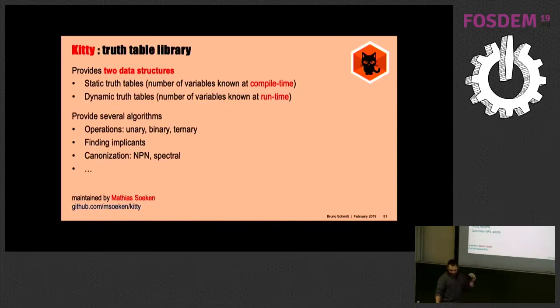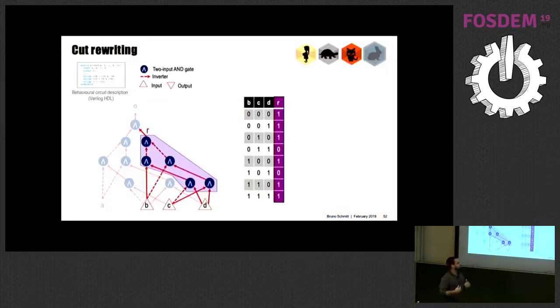So we take the cut and we generate a truth table for it. We can generate the truth table by basically just inputting all possible input combinations and then seeing what happens at the output, and then we get our truth table.